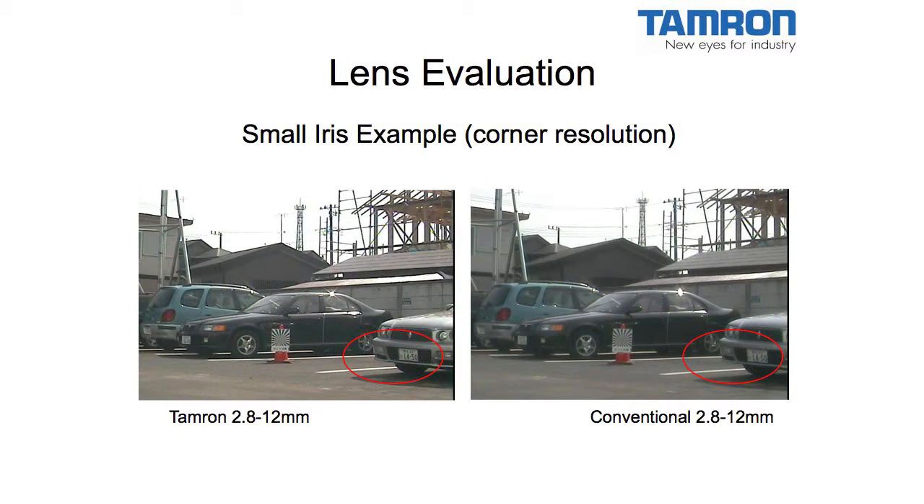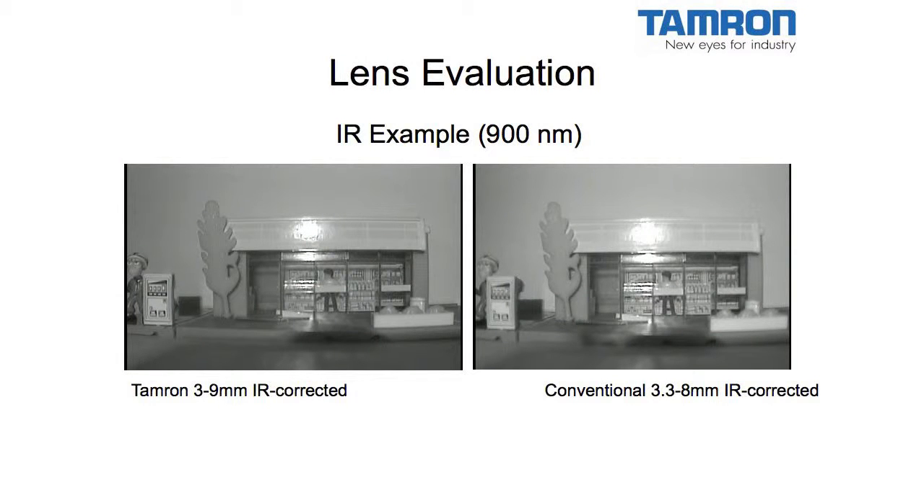Be sure to evaluate an image taken in bright lighting using a small iris. This is a situation in which the effects of diffraction can have an adverse effect on the image quality. Check to make sure the resolution in the corners is satisfactory. For a day and night lens, check the image sharpness in longer IR wavelengths. Again, check to make sure the resolution in the corners is satisfactory.